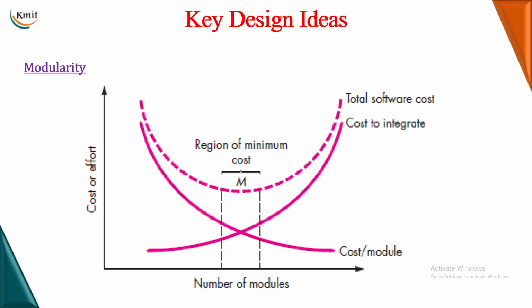As you can see in this particular graph, as the number of modules increases, the cost per module will decrease, but the cost to integrate these modules will increase. Though you are developing individual modules, you have to integrate them at the end. So the cost per module is decreasing, but the integration cost of the modules is increasing. This is about modularity.